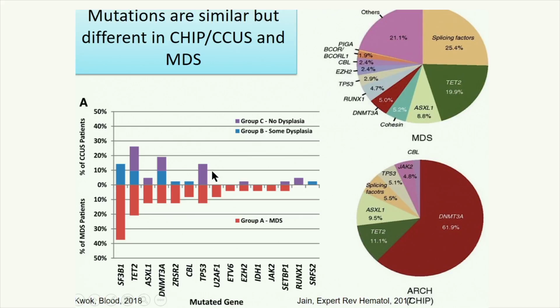So mutations that are seen in these different entities are similar, but they are slightly different. On this side is your CCUS patients compared to your MDS. For a gene like SF3B1, more commonly mutated in your MDS group, however, you can definitely see them in your CCUS. In comparison, genes like U2AF1, ETV6, and IDH1, you almost never see them in the CCUS group.